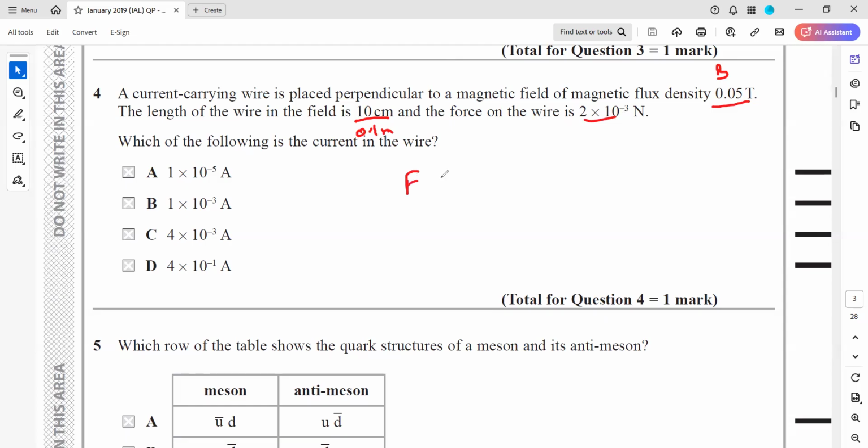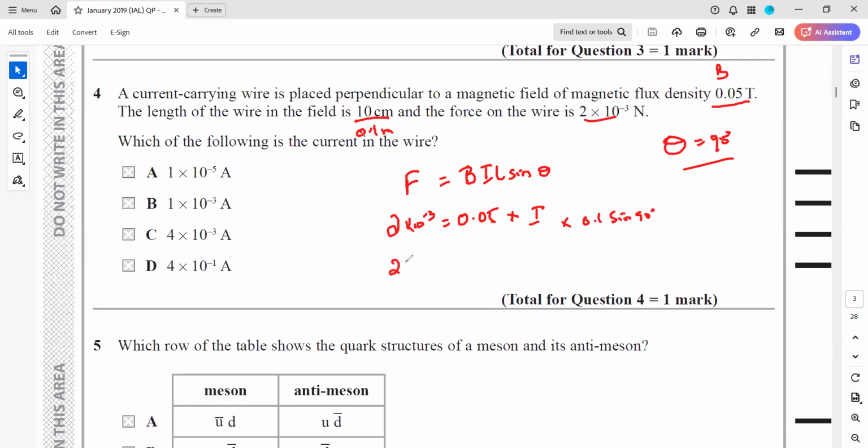So we have the formula. If it is perpendicular, the formula is F is equal to BIL sine theta. When it is perpendicular, theta is always 90. B is the strength of the magnetic field, which is 0.05. If we need the current, the force is 2 exponent -3. I is the current. L is the length 0.1 and then sine 90.